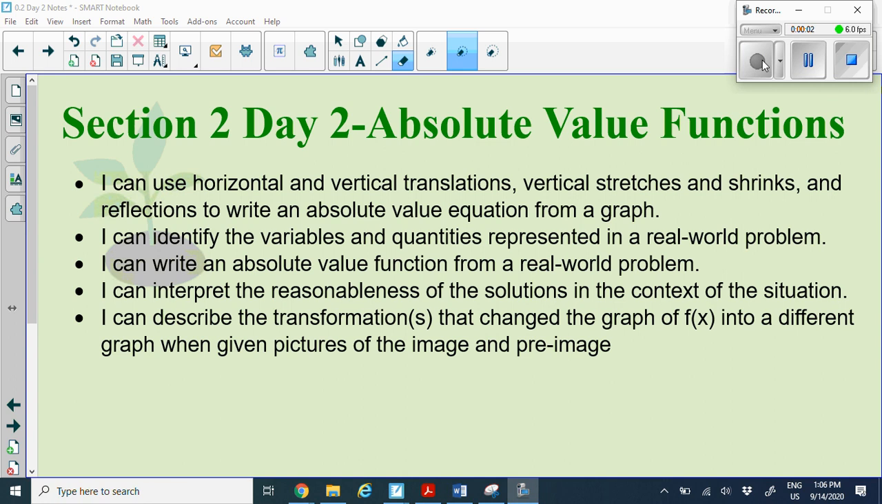Hey guys, so here are the notes for section 2, day 2. For this part of the video, we are going to write absolute value functions given a graph. So let's go ahead and do that now.